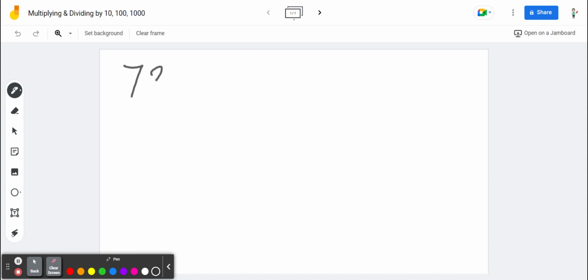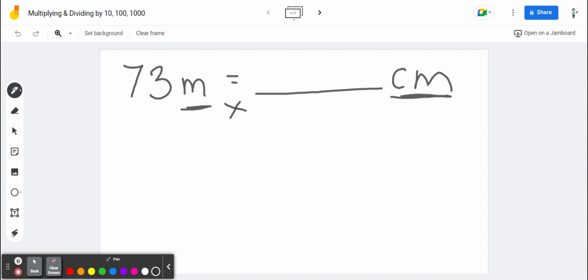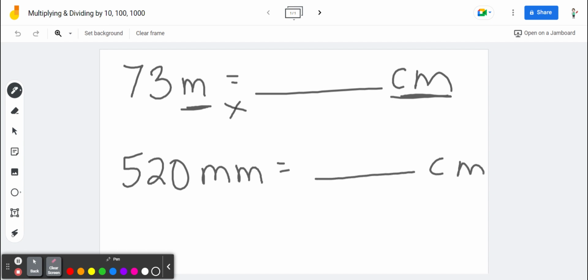So let's start. We have 73 meters, and we want to know how many centimeters that is. So bigger to smaller is going to be multiply. And let's do, we have 520 millimeters, and I want to know how many centimeters. This is going to be different because we're going from a smaller unit to a larger unit, and that will be divide. See if you can work this out, and then come back and we'll look at the answers.